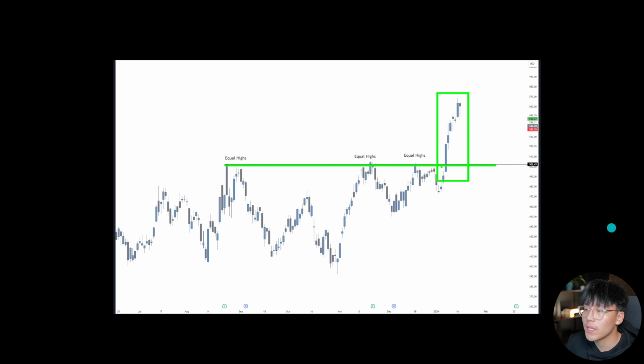frames, but this was based off of a higher time frame thesis, right? We knew that we're bullish, we had clear equal highs, and we expected price to continue higher if we broke above your equal highs, and that's exactly what we did.